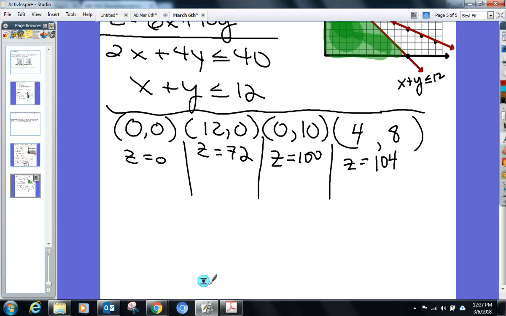What's going to matter as your score? 4 computation problems. And how many word problems? 8.